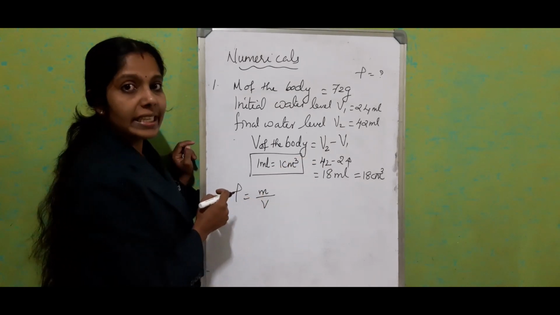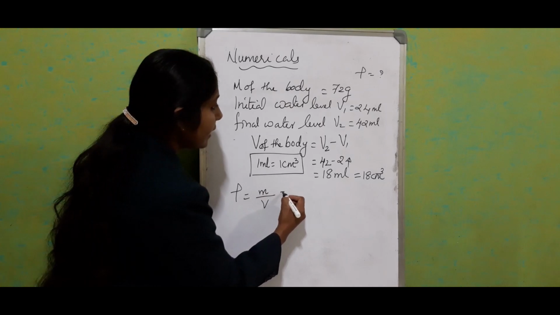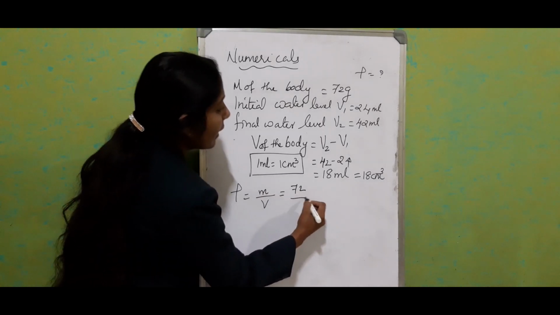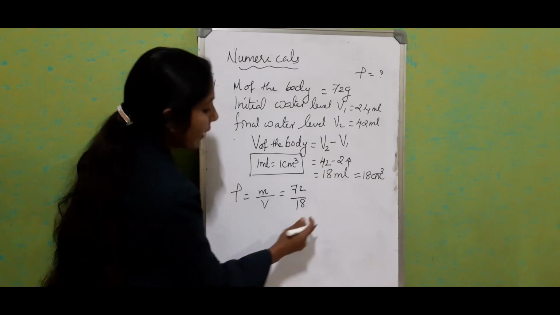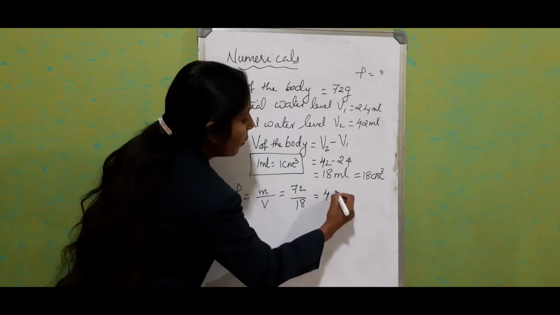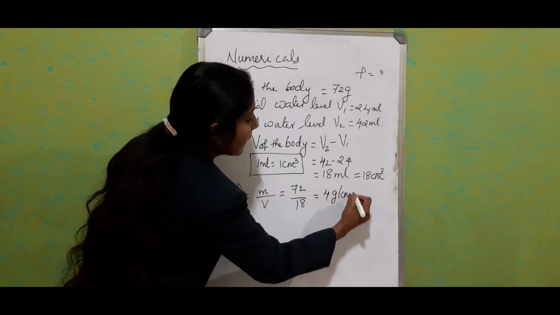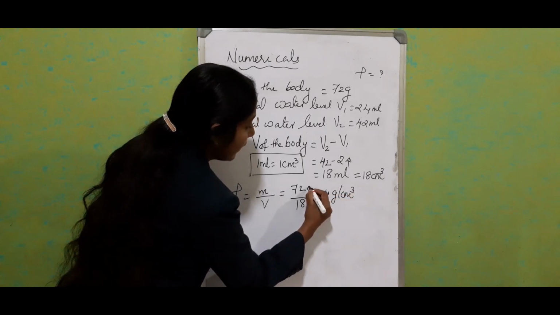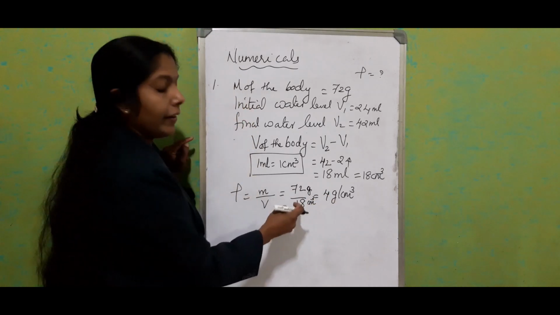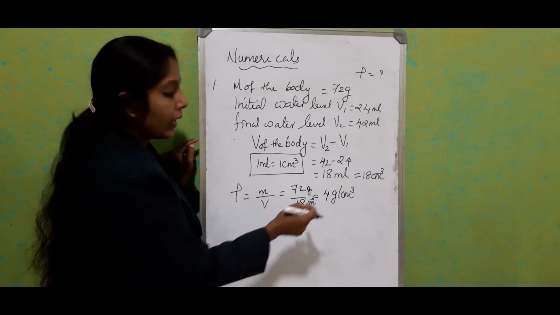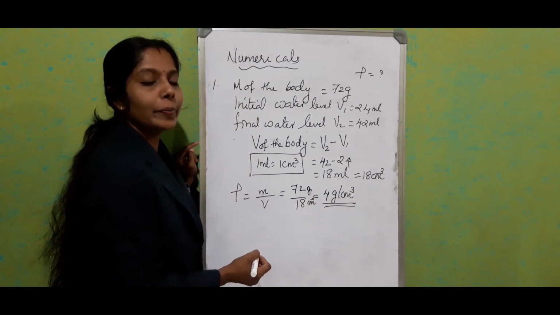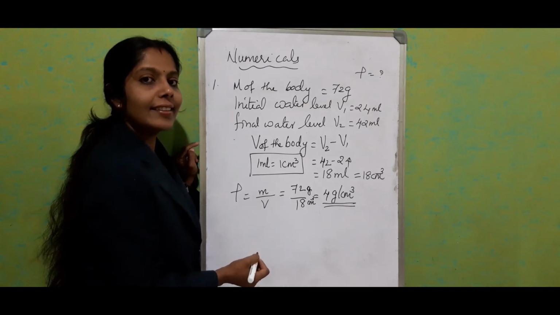Now we'll see what is density. So density is equal to mass, 72, divided by 18. When we solve this, we will get it as 4 gram per centimeter cube. This is gram and this is centimeter cube. So 72 by 18 is 4 and the unit is 4 gram per centimeter cube. Now we will see the second question.